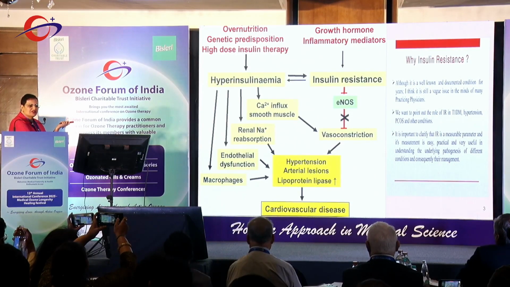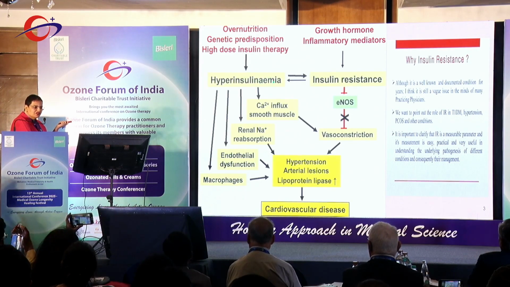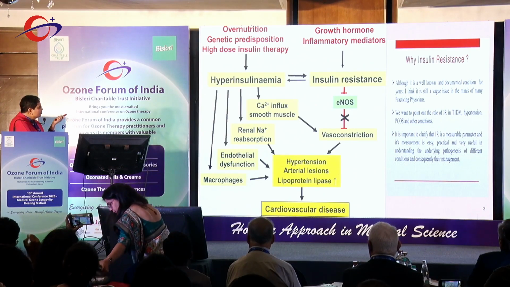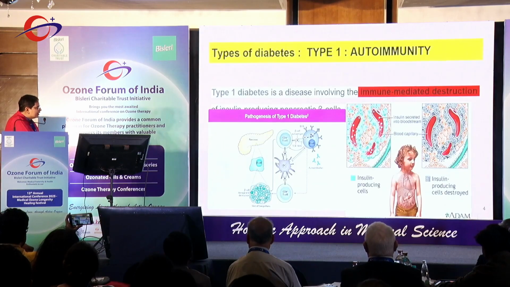So if you have hyperinsulinemia, you get insulin resistance. Here we have patients with normal blood glucose levels but very high levels of insulin, and hence insulin resistance. That's why we need to look at the insulin levels, not the glucose levels, to reverse diabetes.